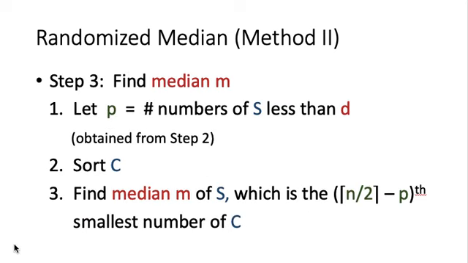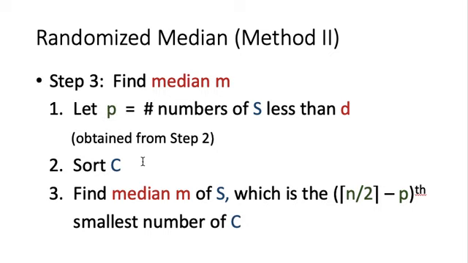Okay, so what does step 3 do? Step 3 finds the median M among the sorted C. So how do you do so? First of all, after filtering, C is not sorted, so we are going to sort C. And in the filtering step, we can also know how many numbers of S are less than D. We say that there are P numbers less than D. We get this as a byproduct of the previous step, so we do not need any extra operation.